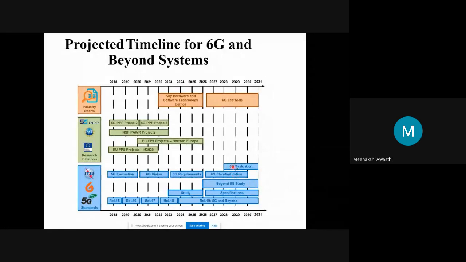And what about 6G? 6G evaluation will be starting by 2028. As per industry effort, we can see that 6G test beds are expected to be designed by 2027. So 2027 to 2031 we'll be expecting to have these 6G test beds. By 2031 we can expect to have 6G in the market. These are the projected timelines for 6G and beyond systems.